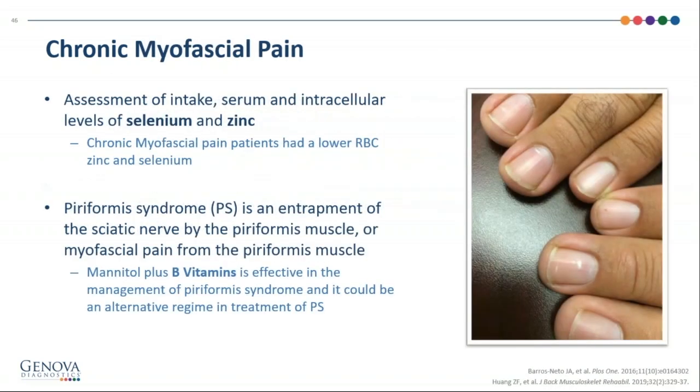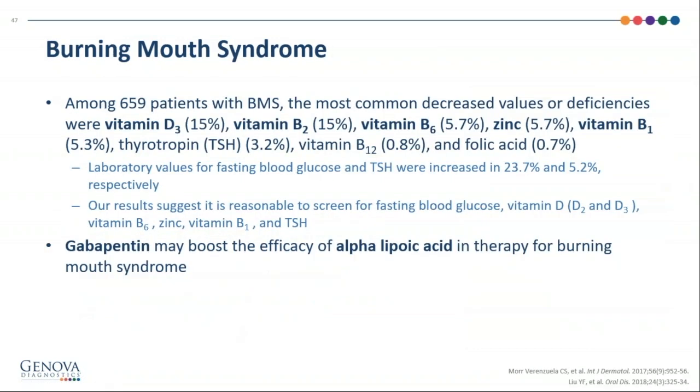This is one of my patients who was a male and had selenium and zinc deficiencies. You can see the selenium and zinc lines on his nails, and this is a very quick and easy thing to look for with patients. Patients that have selenium and zinc deficiencies are at higher risk for chronic myofascial pain. The last study below shows you that piriformis syndrome can actually be benefited by giving B vitamins and mannitol.